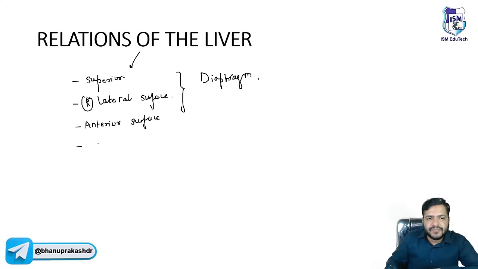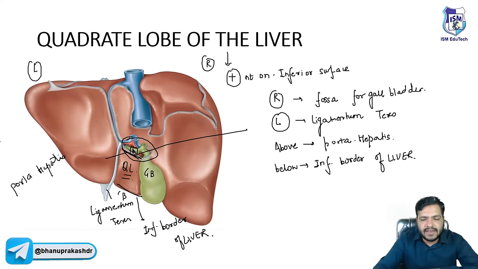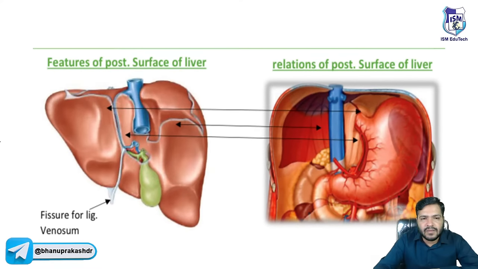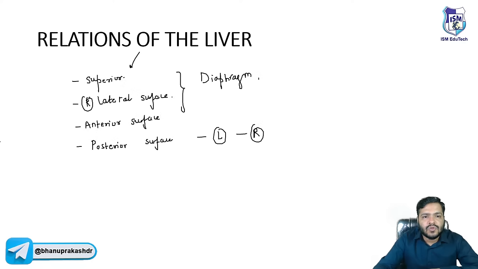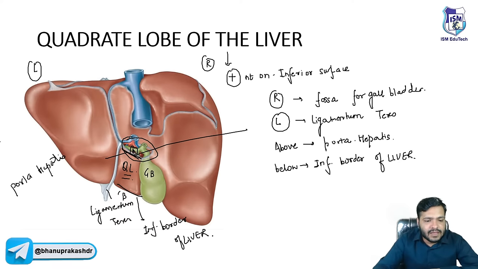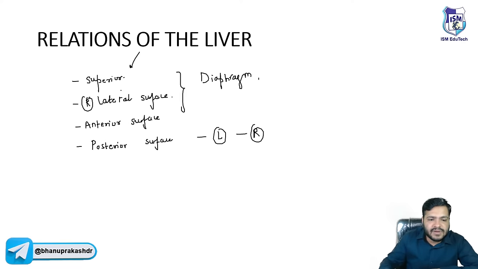Now the posterior surface. You guys are going to tell me, posterior surface from left to right. So what can you see, beta? We have the esophageal impression. The esophagus basically tries to enter. So you should remember, the first structure that you will get is the esophageal impression. I will draw a diagram also.